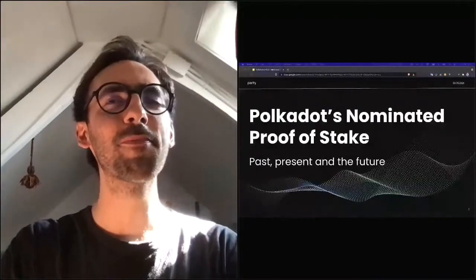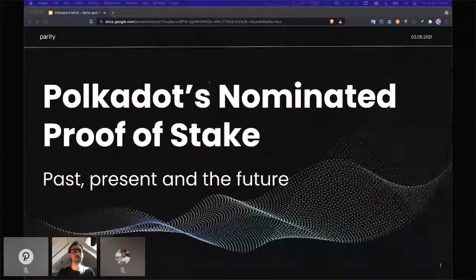Yeah, thanks, Caroline. So hi, everyone. I'm Kian from Parity, and I'll be talking about the NPoS of Polkadot. Before I almost forget, share my screen. Shout out if it's not visible, it should be.